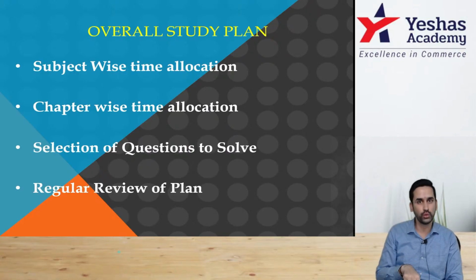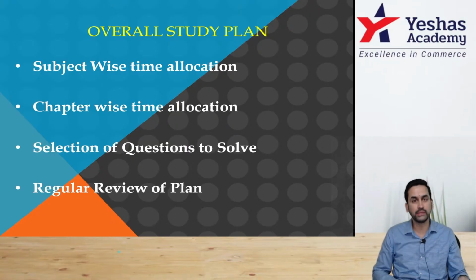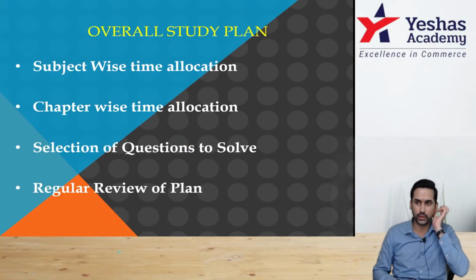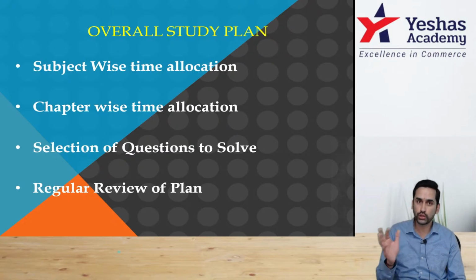Once you do this, go to that individual chapter. Now you know you have to complete this particular topic. Let me take an example from, say, costing. You decided that you will complete the process costing chapter in 8 hours. Now go to that topic, go through all the questions.